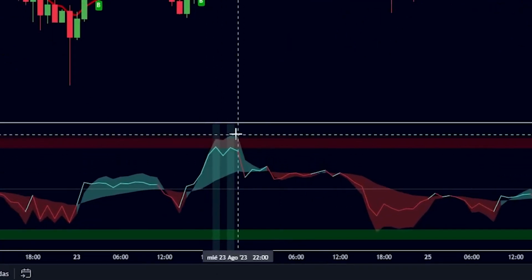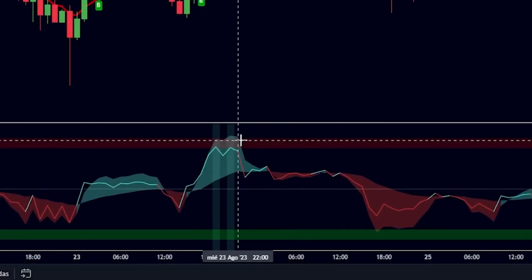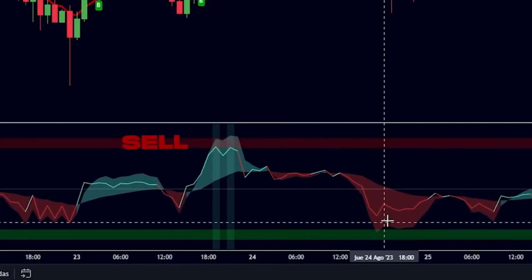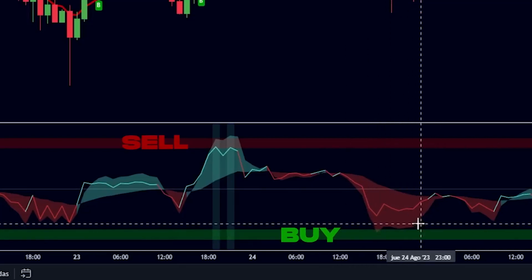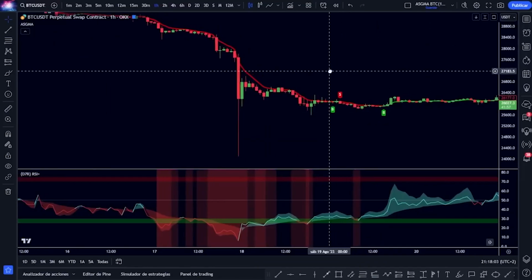the moment in which the RSI reaches that upper red zone, what I will normally have to do is sell, and below the same, but the opposite: when it touches the green zone, what I will have to do is look for a purchase.